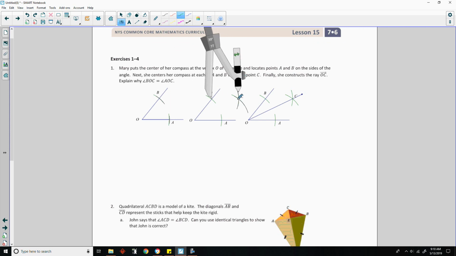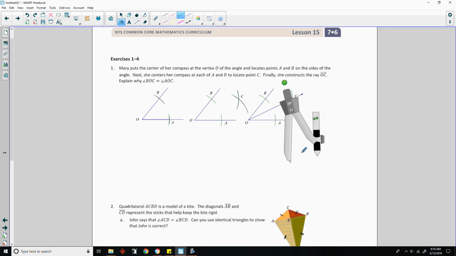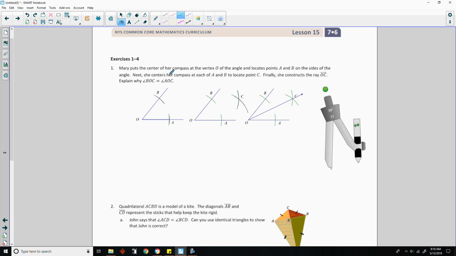So then she made this arc, and then on step C it says she centers her compass to locate point C. We locate point C by where those two arcs intersect. Finally, she constructs the ray OC through here. Now it says to explain why angle BOC is congruent. I'm going to put a congruent symbol there. Angle BOC, explain why this angle here is congruent to this angle here.